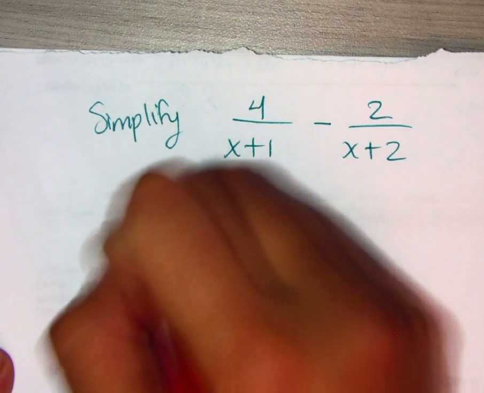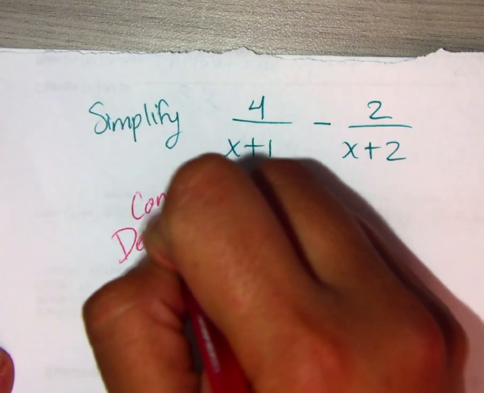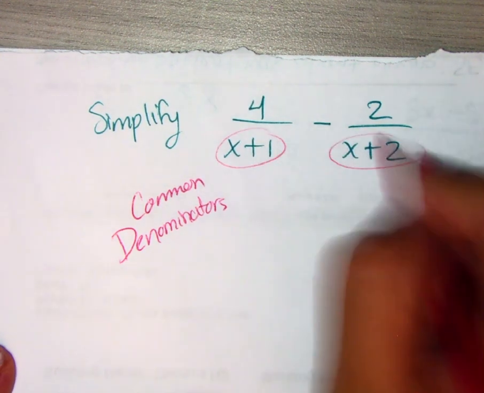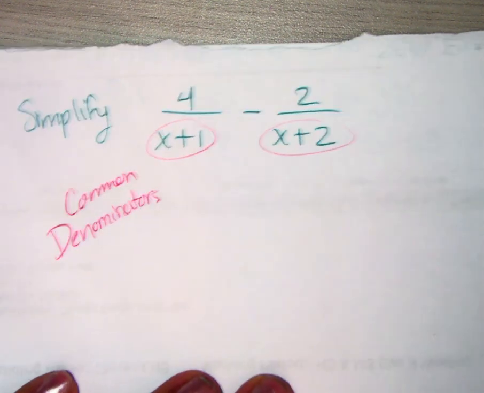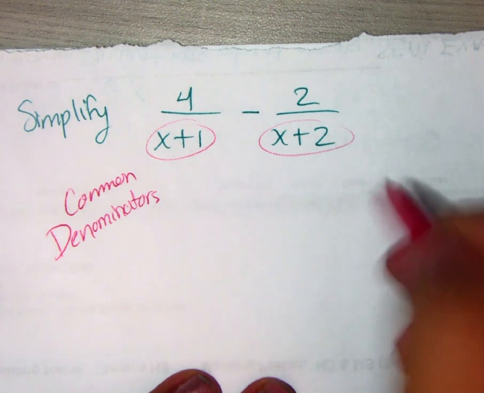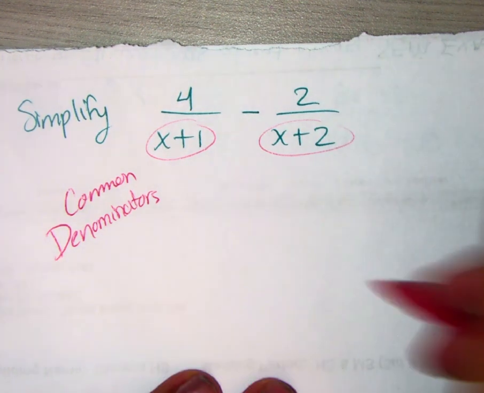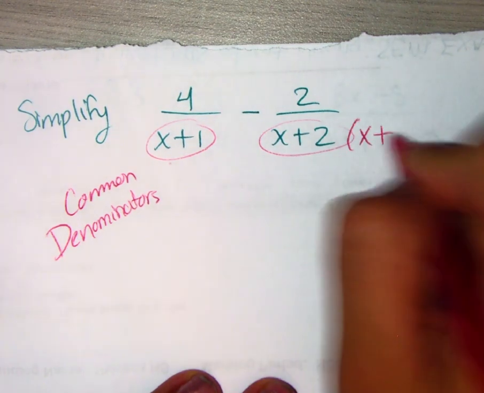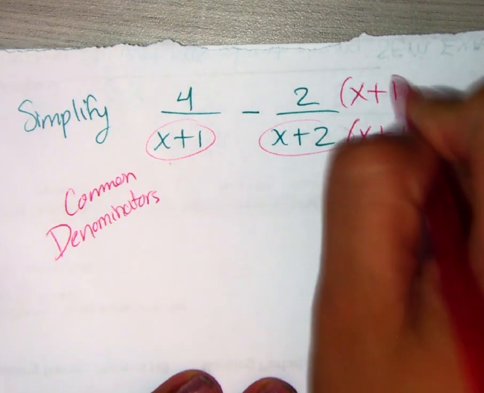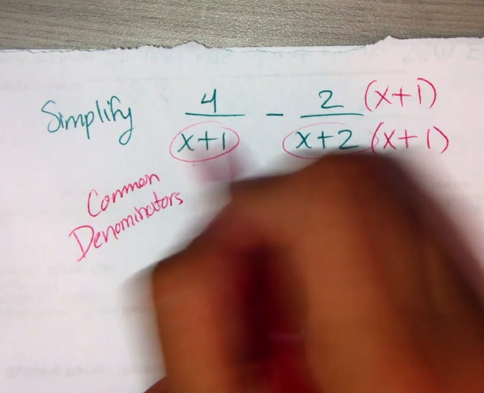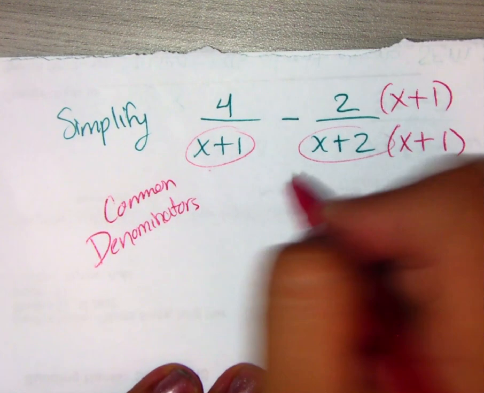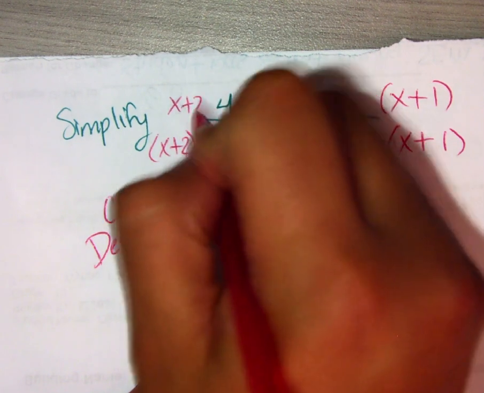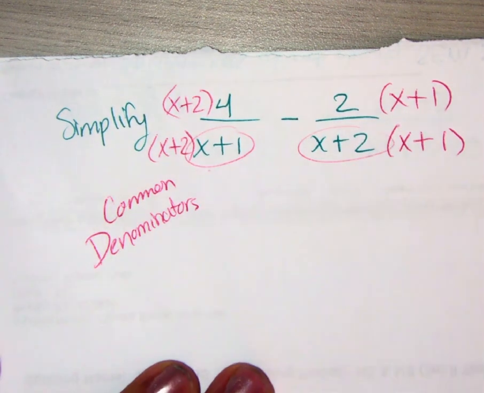So that's the first thing you want to understand: when you add or subtract, you need to have common denominators. And if you look at the denominators right now, they're not at all the same. So you need to put the same factors in order to have the common denominators. So this factor needs this other factor, and we're going to multiply x plus 1 on numerator and denominator. And then this other expression needs x plus 2. So we're going to put x plus 2, and we're multiplying x plus 2 times numerator and denominator.